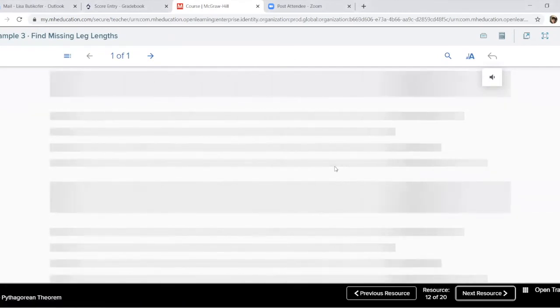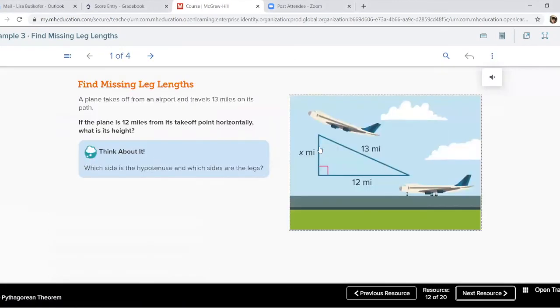So now we're going to find a missing leg. If you look at this one, we have our a squared and our b squared and our c squared. So we know our c squared. Remember your formula is a squared plus b squared equals c squared. Your a and b are your legs, your c is your hypotenuse. We know our hypotenuse is 13. So 13 squared equals 12 squared plus a squared, because we don't know what the x miles right here is.